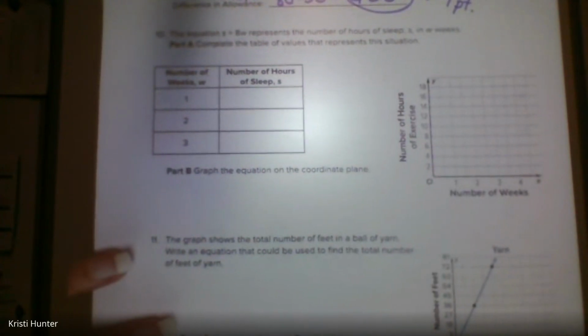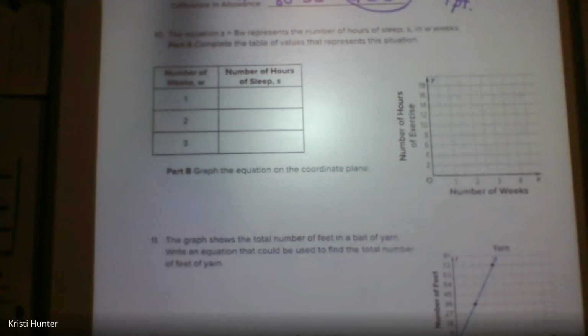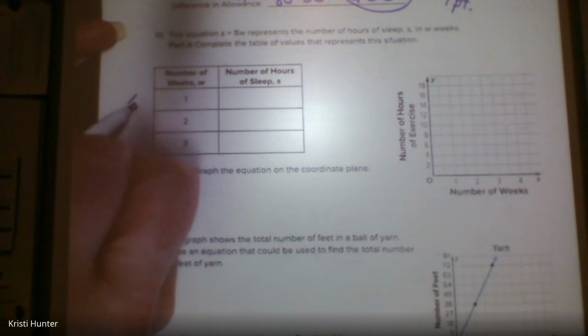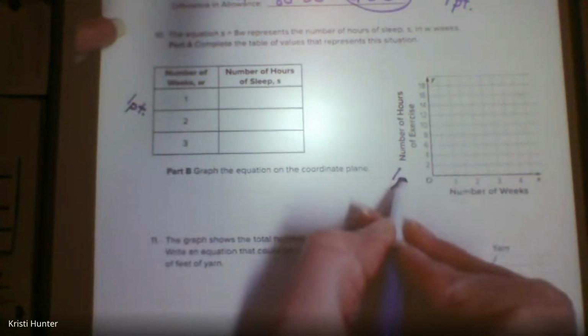Number 10. This was a 2-part question as well, which means you're going to get a point for each part. 1 point for the table, 1 point for your graph. So you're going to get 2 points total for number 10.